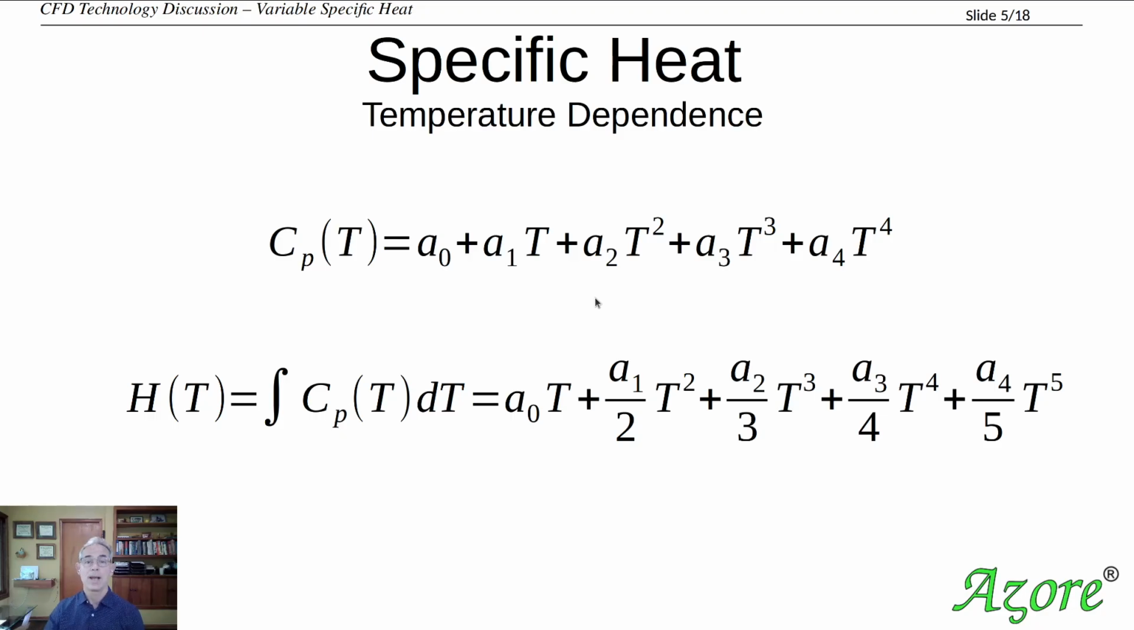So once we have a relationship for the specific heat, we can simply integrate it and come up with a relationship for our H of T. So now we have an algebraic relationship for both our CP and our enthalpy. And so you provide this in the CFD software, it uses this relationship and it derives the enthalpy from the CP relationships that you provide.